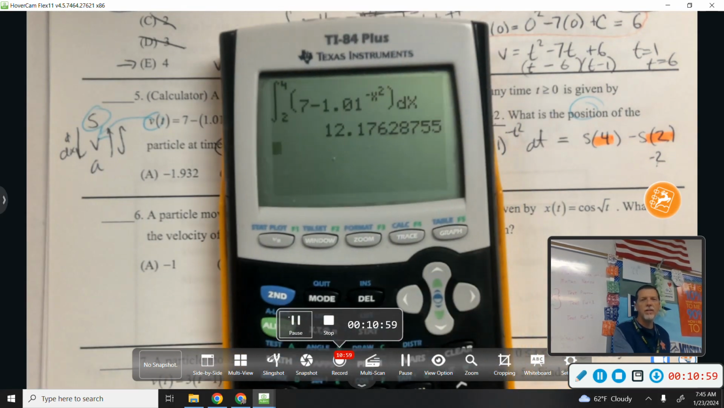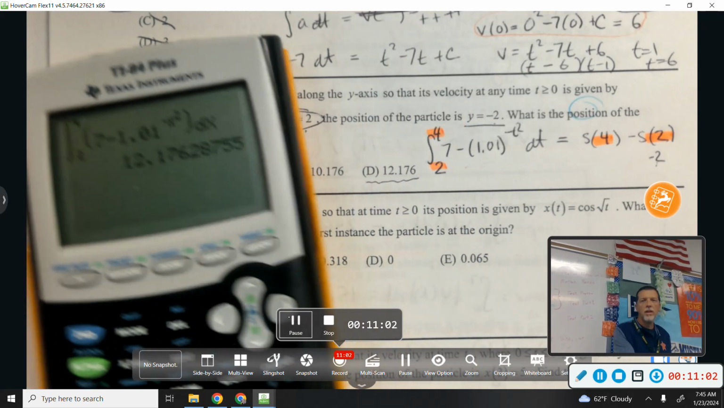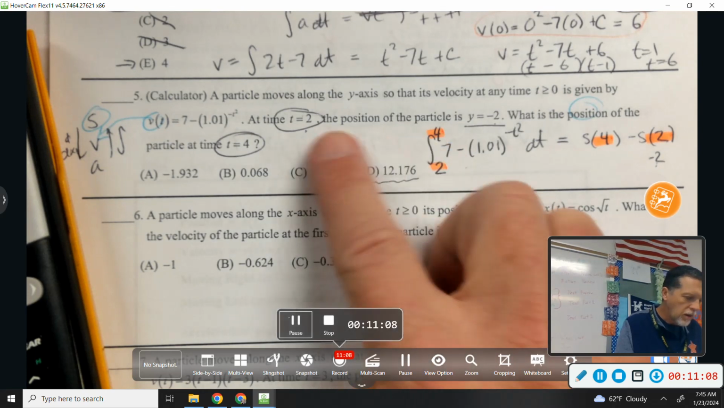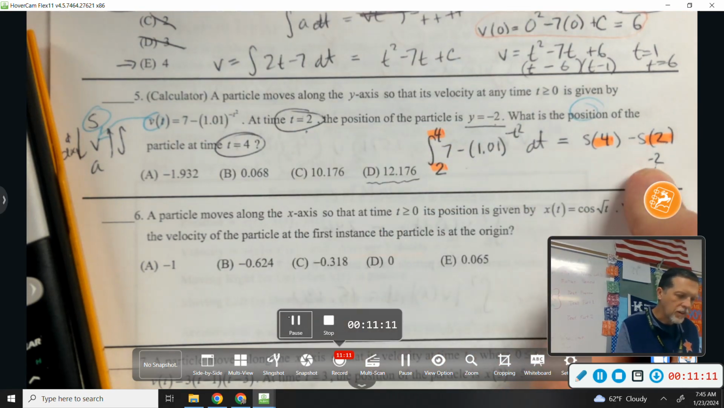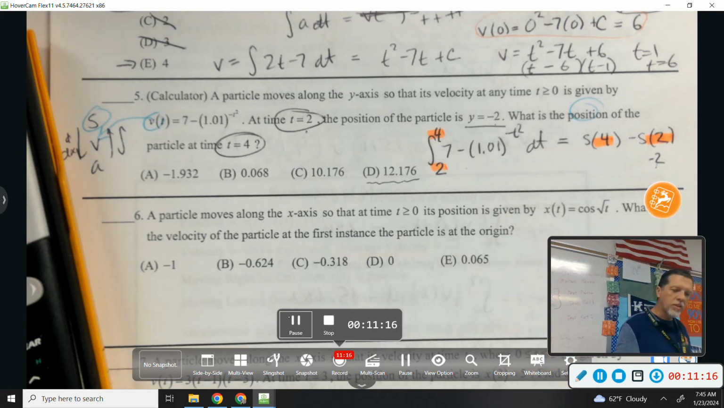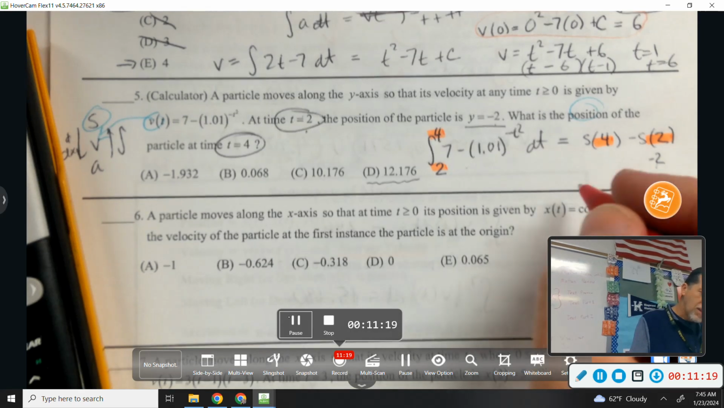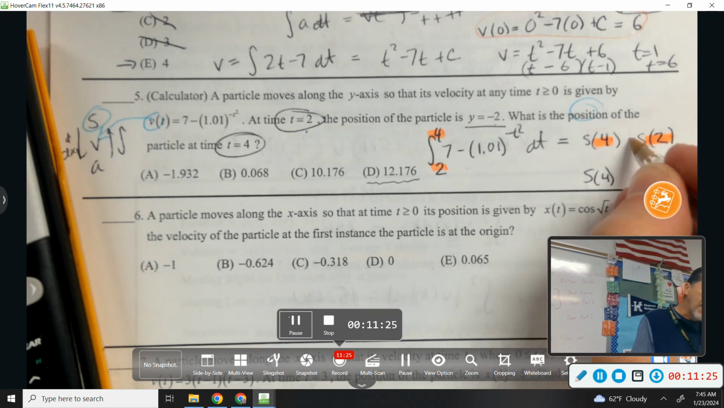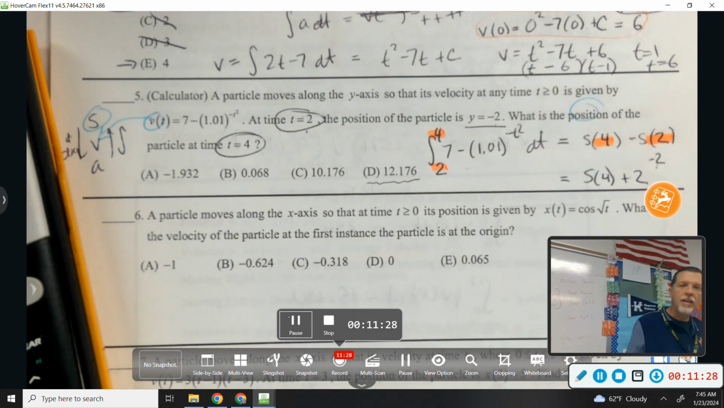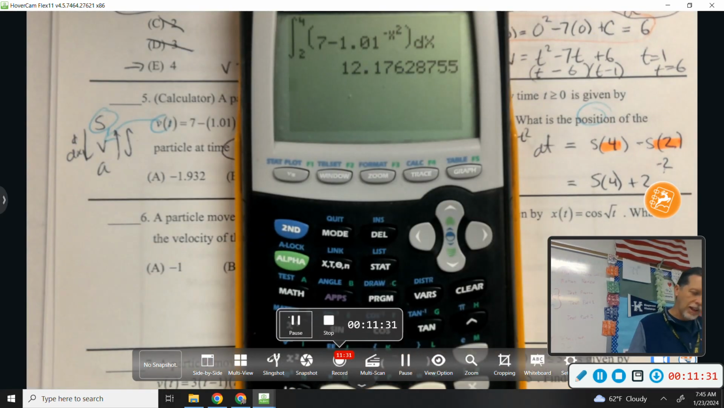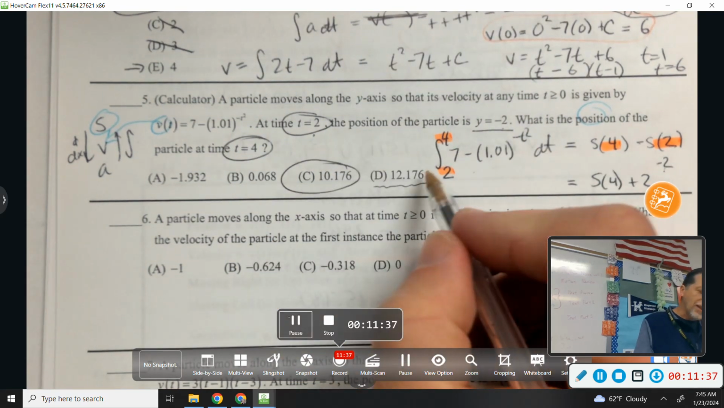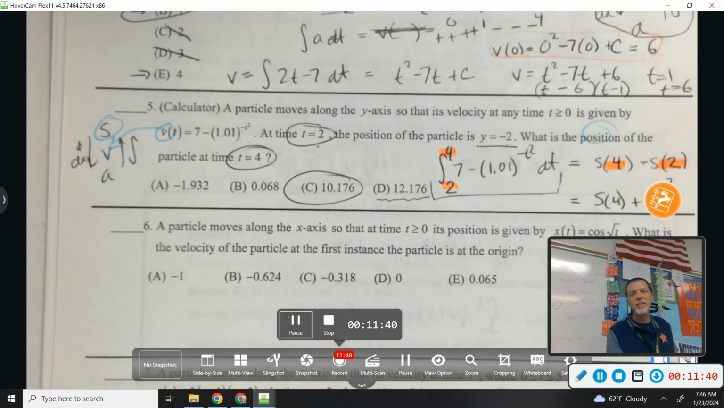Uh-oh. What did I do wrong? Because I think I need to add 2 to that. At time equals 2, the position of the particle is negative 2. What is the position of the particle at t equals 4? Oh, it's a double negative. That's why you do the math rather than guess. So this would be s of 4 minus negative 2. And so I need to subtract 2 from the answer I got. So I was right that this thing is one of the answer choices. I was messed up on my signs over there.